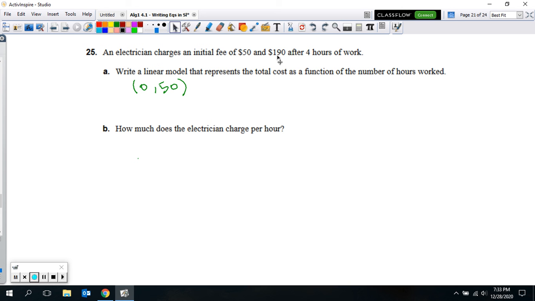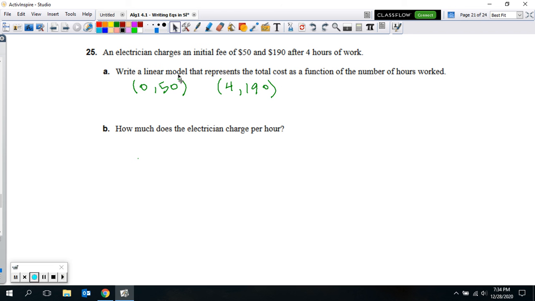But then we have another one here, $190 after 4 hours of work. So in this case, the x is going to be the number of hours that we're working, and the y is going to be the total cost of how much somebody's going to pay the electrician. So the electrician works so many hours, he makes this much money. If he works 4 hours, he makes $190. That's including the 50. So the other ordered pair would be, this could be our x, 4, and 190 would be our y. So 4, 190.